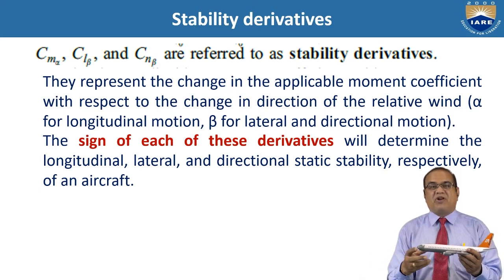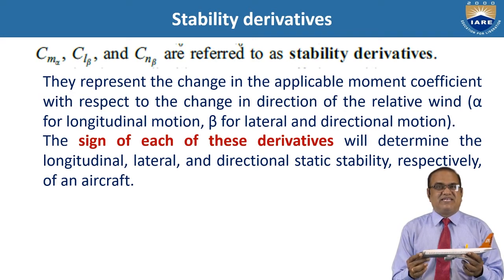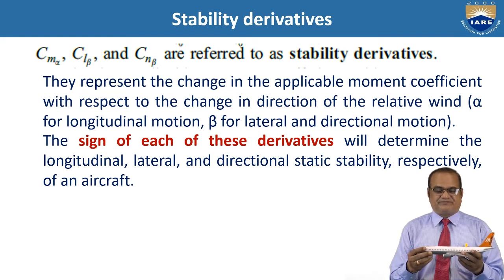So if we draw the plot between coefficient of moment and angle of attack, then we can say that it is Cm alpha, dCm by d alpha. And then Cl is coefficient of rolling moment versus beta, the side slip angle. So what is the beta?